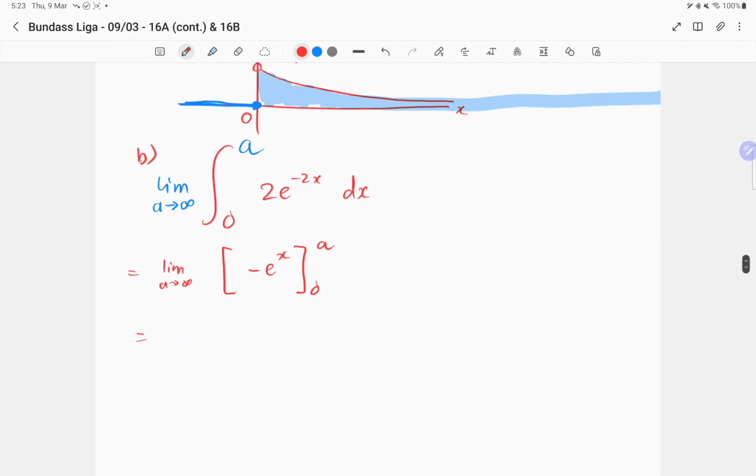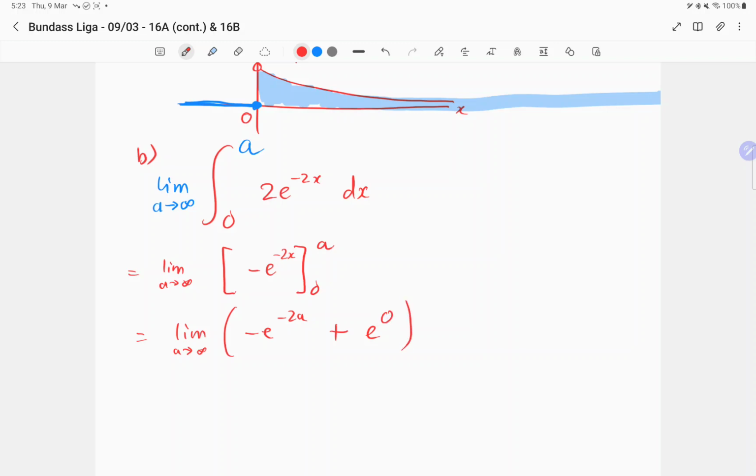Right? How's x? Sorry? Oh yeah, my bad, it's negative 2x. You're right. So e to the power of anything is the same. Now that would be lim a to infinity of, you sub the values of a in, so that would be negative e to the power minus 2a, and then minus minus is a plus, right? Plus e to the power of 0, which will just be 1.